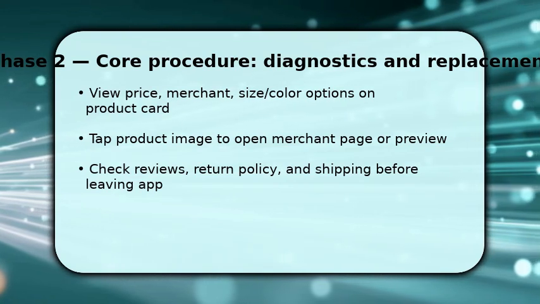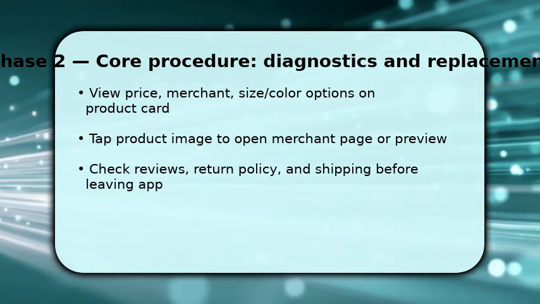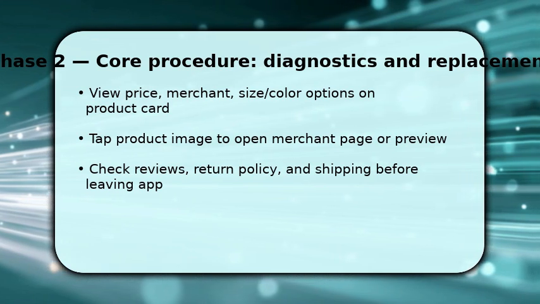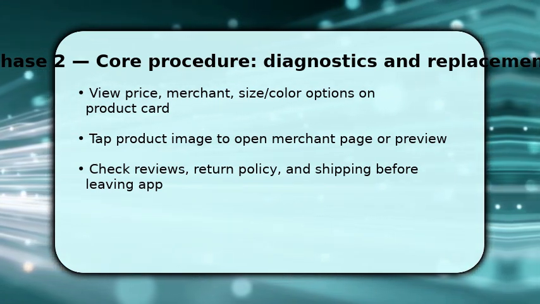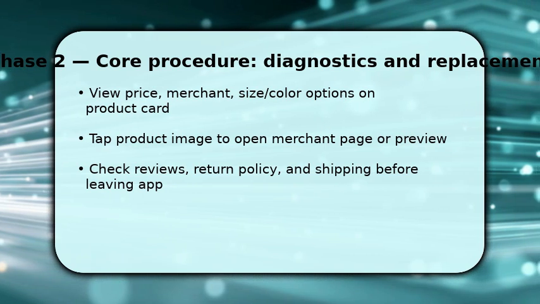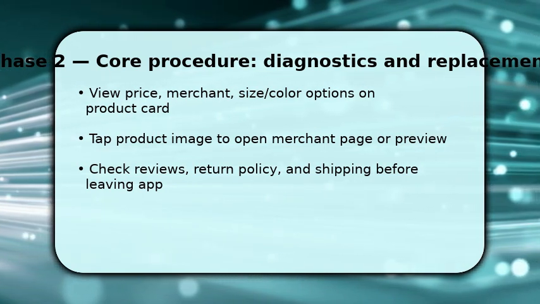Next, you inspect the product card. This shows price, merchant name, and available variants. Tap variants to switch size or color. Tap the product image or view button to open the merchant preview. This keeps you in YouTube for quick checks.